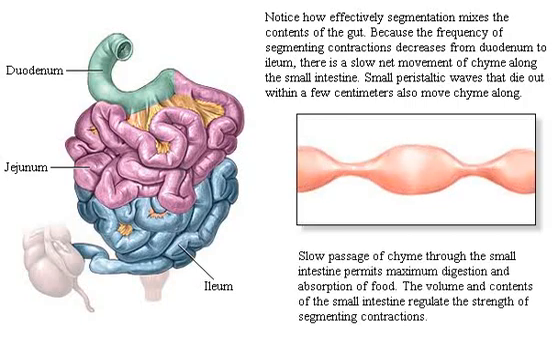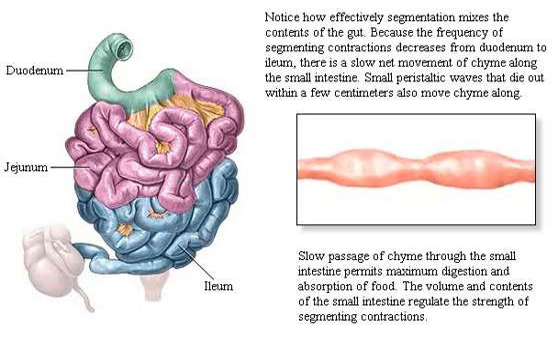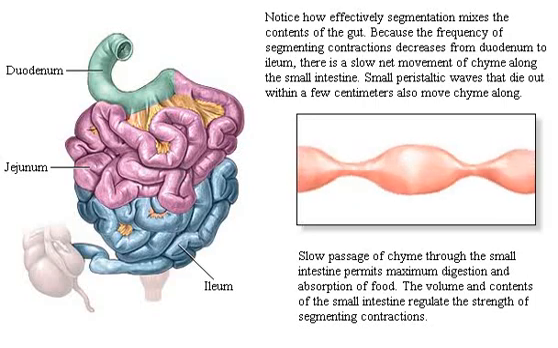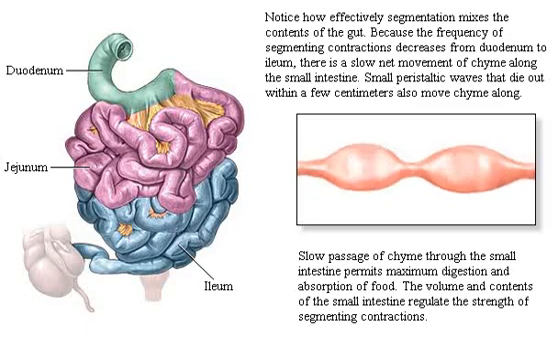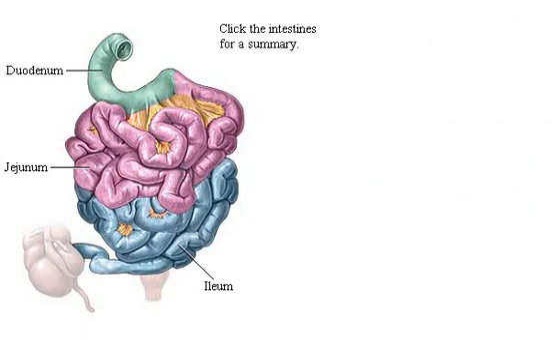The slow passage of chyme through the small intestine permits maximum digestion and absorption of food. The volume and contents of the small intestine regulate the strength of segmenting contractions. Note that it is virtually impossible to exceed the absorptive capacity of the small intestine. Whatever you eat will be absorbed. Click the intestines for a summary.